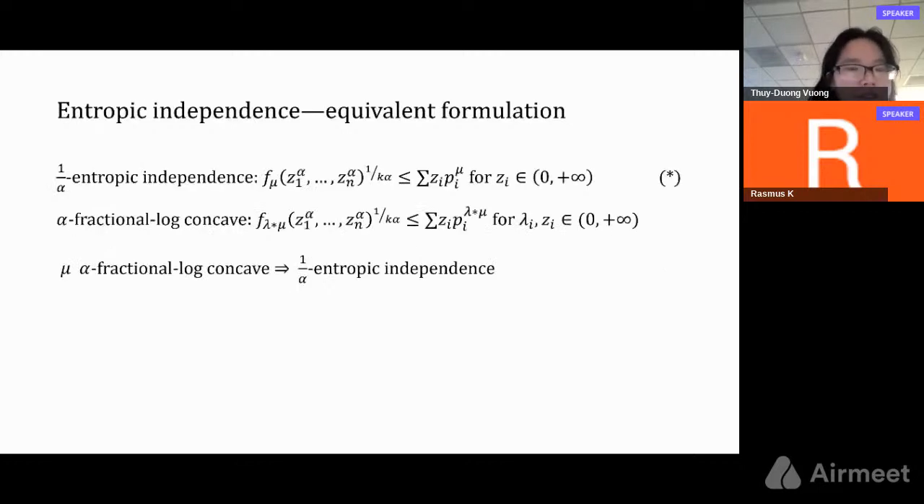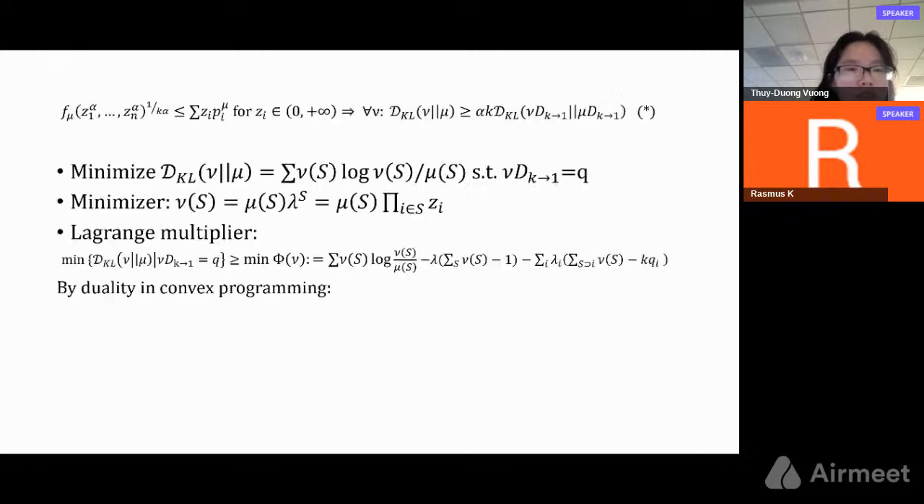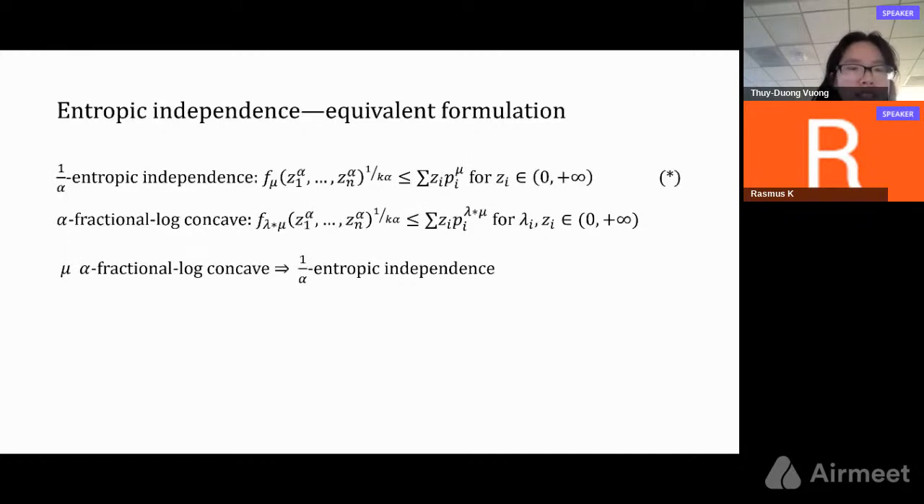So I have 50 minutes left. I think I could prove why this equivalent formulation for entropic independence makes sense, and then I can quickly go over how to apply entropic independence for the Ising model.